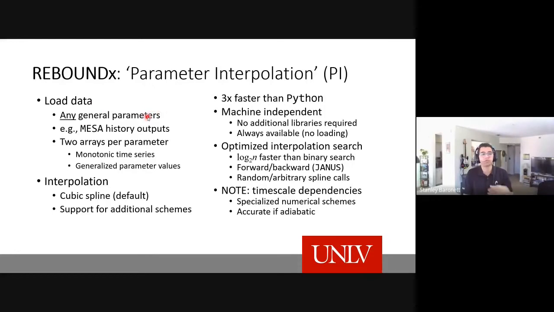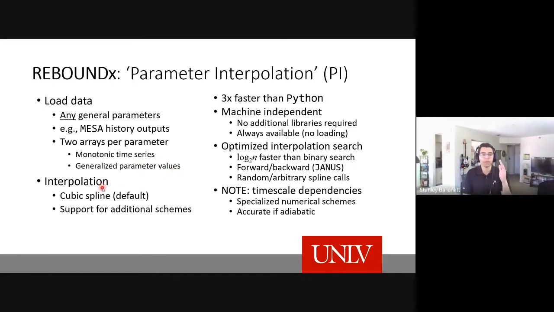It can be any parameter. So if you want to model the atmosphere on a particular planet as this n-body integration is occurring, you can do that as well. In our case, we are loading MESA history outputs, as we saw earlier from that plot. And all it takes is just two simple arrays per parameter that you want to evolve: one being the monotonic time series, and then the values themselves for whatever parameter is evolving.